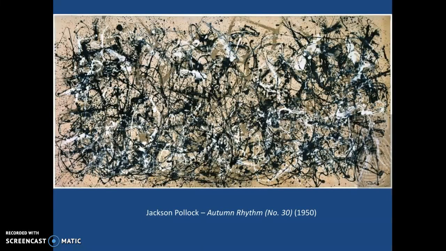And one of the leaders of the style is Jackson Pollock. So here you're looking at one of his pieces called Autumn Rhythm, number 30. There is no rhyme or reason to this image. There is no beginning, there's no end.